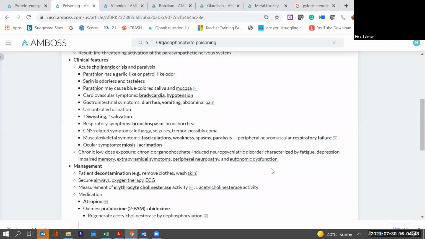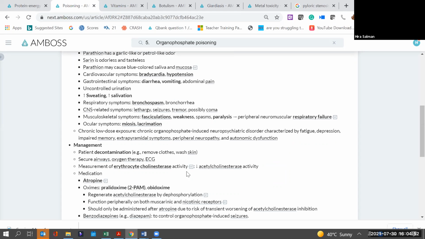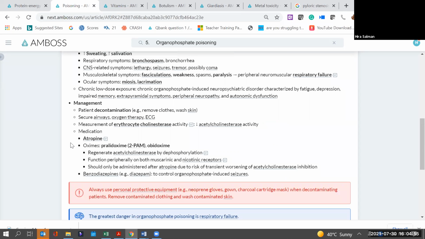The antidote is atropine. Atropine is going to reverse the function of acetylcholine. Or you can give oximes also, like pralidoxime or obidoxime, but most likely you will give atropine. The oximes regenerate the acetylcholinesterase enzyme that metabolizes acetylcholine, and its function peripherally on both muscarinic and nicotinic receptors should be administered after atropine. So first you have to give atropine and only then can you give oximes, because atropine directly antagonizes the effect of acetylcholine, and oxime is going to regenerate acetylcholinesterase. Acetylcholinesterase is the enzyme which metabolizes acetylcholine. So you have two functions.